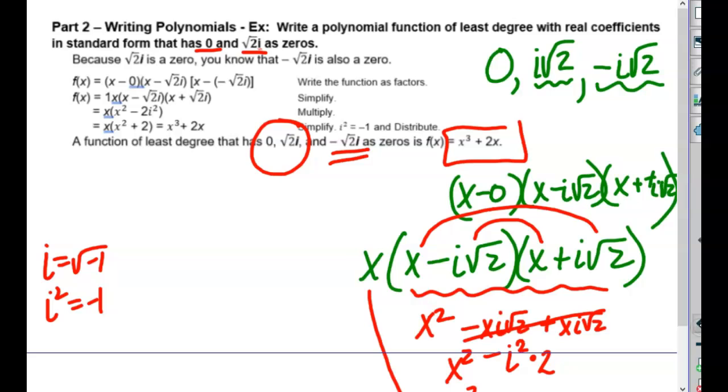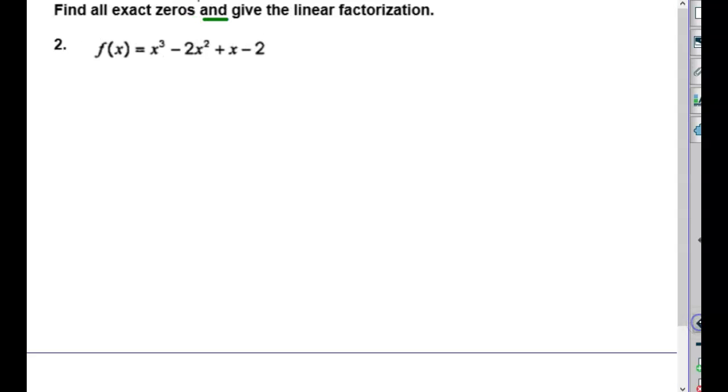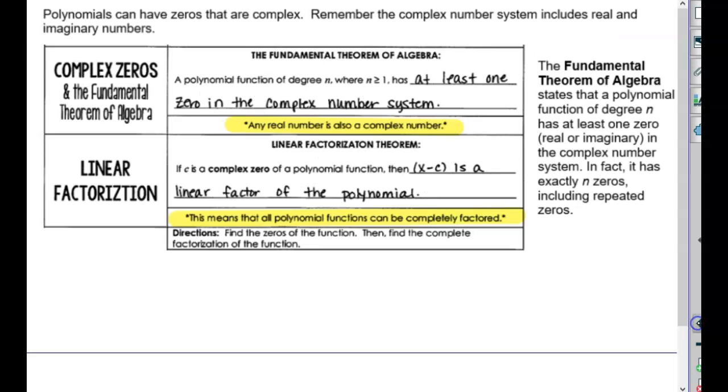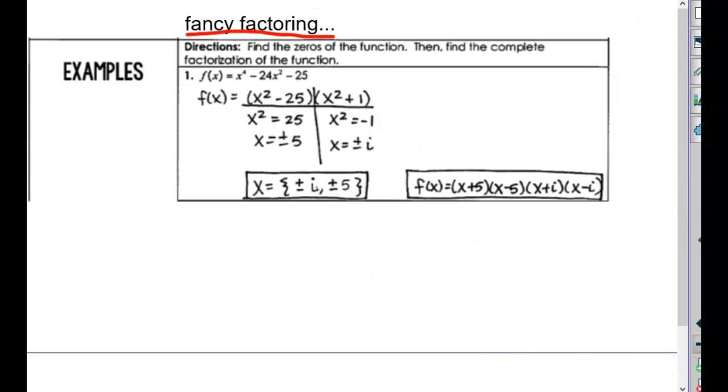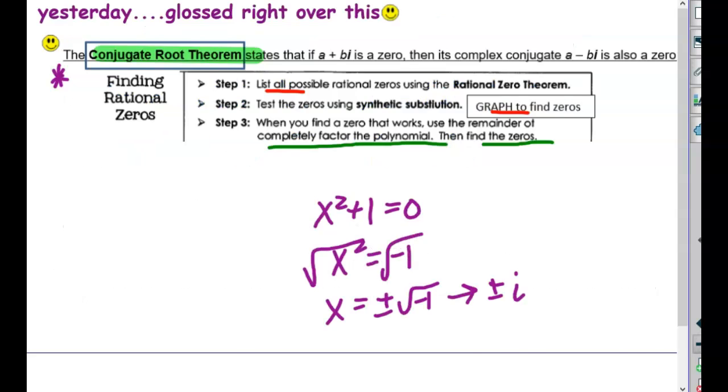Let me go back to the slide from yesterday, because that's an important thing that you should make sure you have highlighted in your notes. Right here, it says any real number is also a complex number. I don't know why it's so tiny in your notes, but complex includes real and imaginary numbers. All right, where was I at?